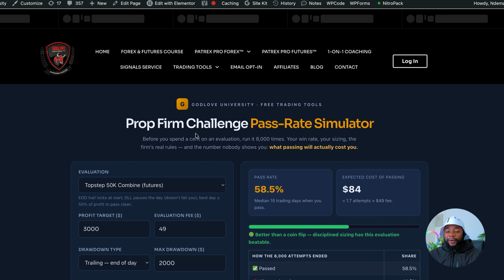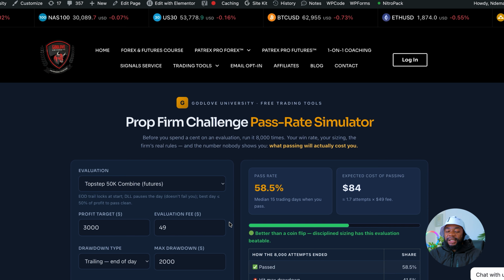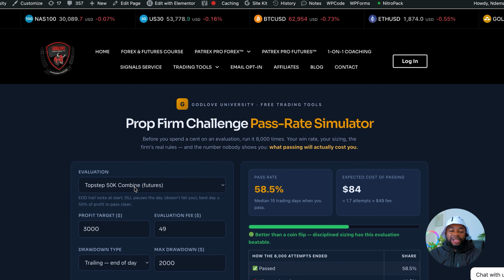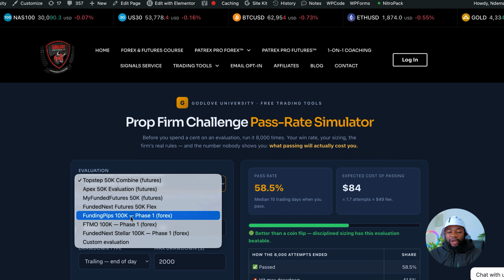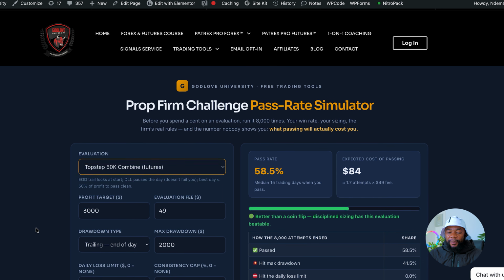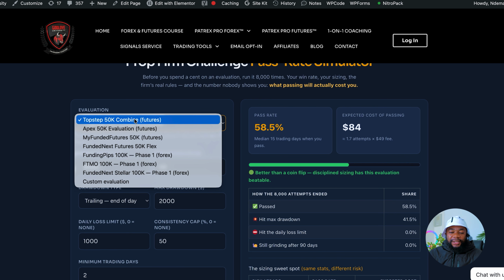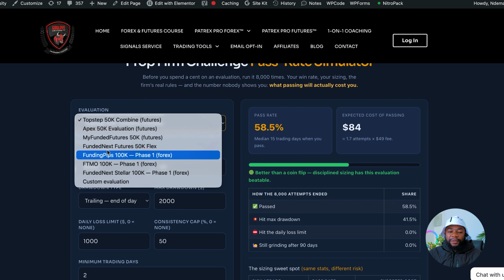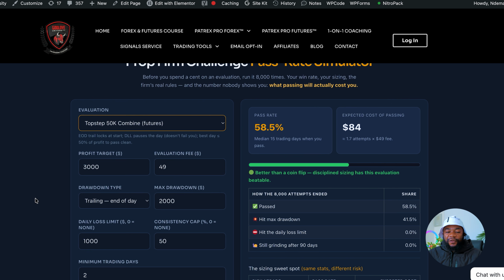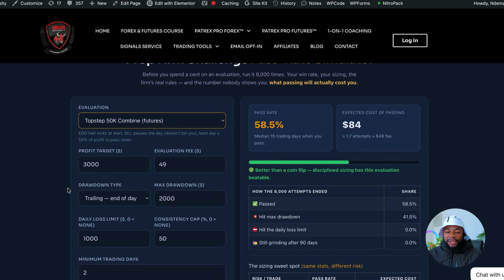The second to the last calculator here is your prop firm pass rate, or prop firm challenge pass rate simulator. Let's test it out to see. Let's just take one prop firm, or even if your prop firm is not on the list, choose custom and then write the prop firm out. Let's choose TopStep Combine or evaluation. And even if you are trading Forex, come there and choose FTMO, Funding Pips, Funded Next, Goat Funded Trader, any one of your choice. But let's just leave this one there since it's already there.